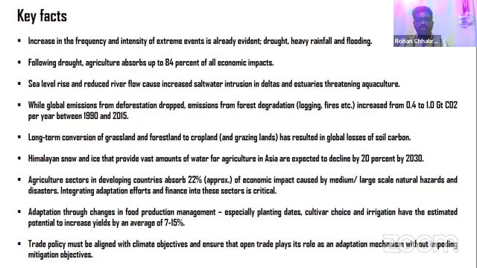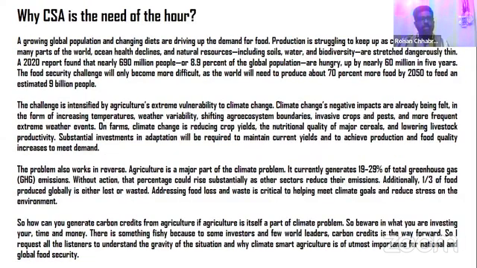Now, trade policies must be aligned with the climate objectives to ensure that there are open trade plays, and it's important that we start adapting to the climate change and start implementing technologies which help us to mitigate these risks. Now, why is climate smart agriculture the need of the hour?